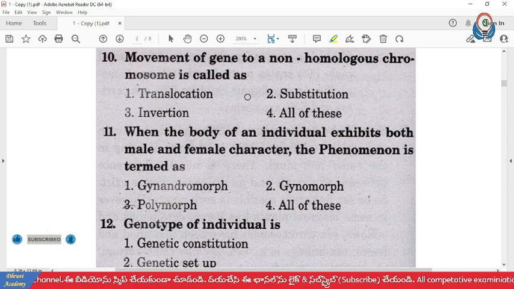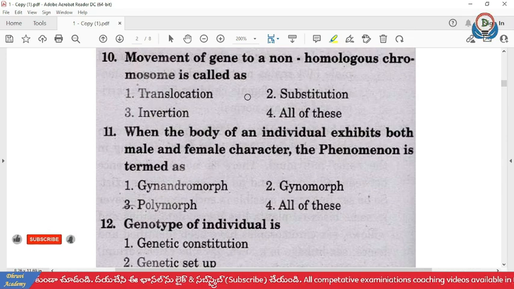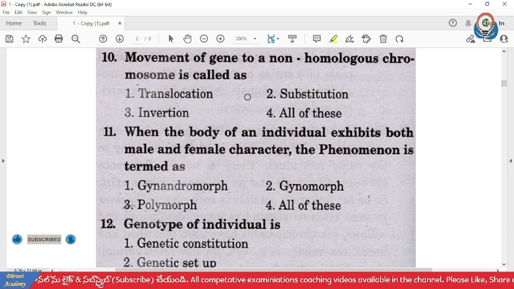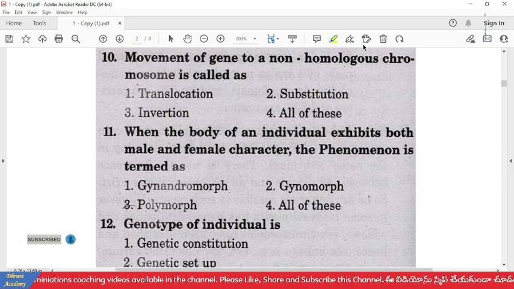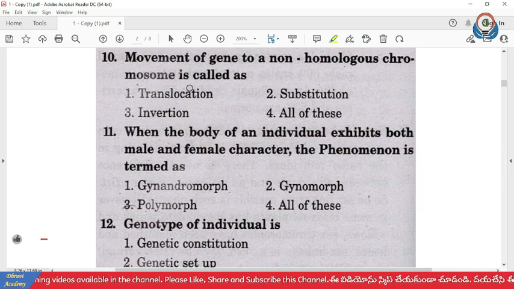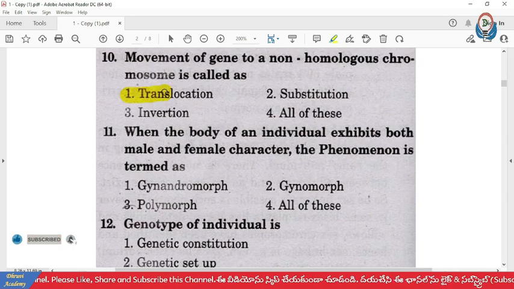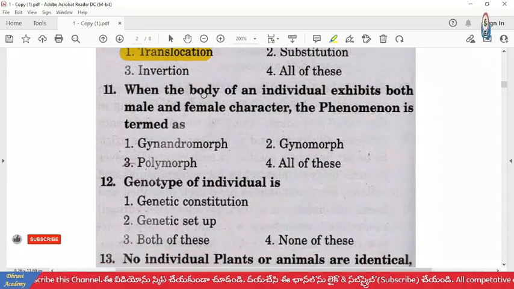Next, movement of a gene to a non-homologous chromosome: is it translocation, substitution, inversion, or all of this? Which is the correct answer? They're asking the movement of a gene to a non-homologous chromosome is called translocation. The movement of a gene to a non-homologous chromosome is called a translocation.